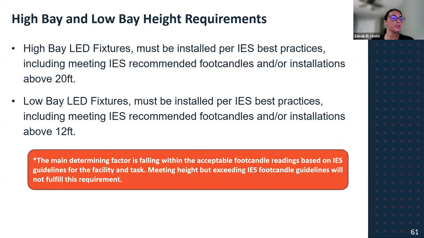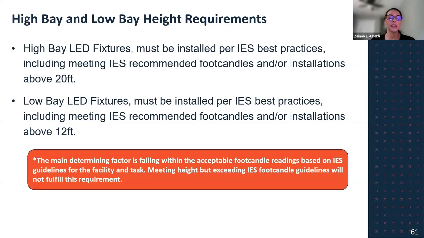We're circling back here to talk about the lighting measures, just to make sure everyone is on the same page with the high bay and low bay requirement. For the high bay, there are some requirements as to the foot candles and the installation heights. So for the high bays, it must meet the IES best practices, including the recommendation of foot candles and installation above 20 feet.